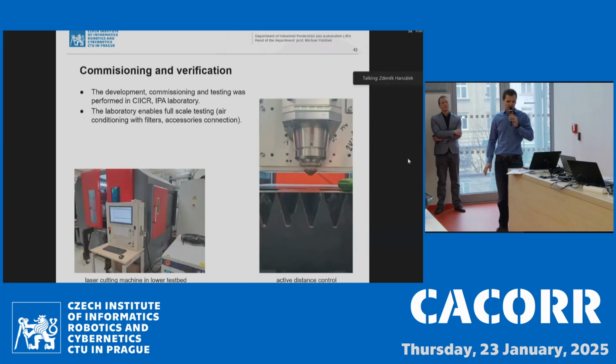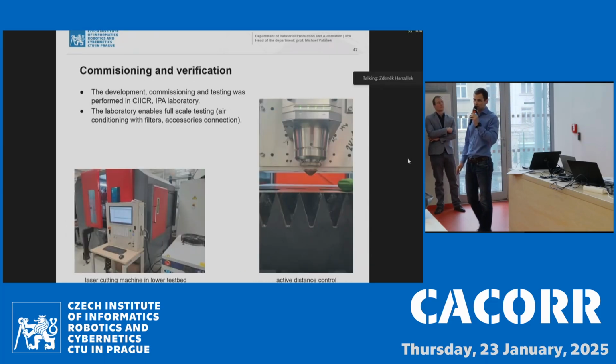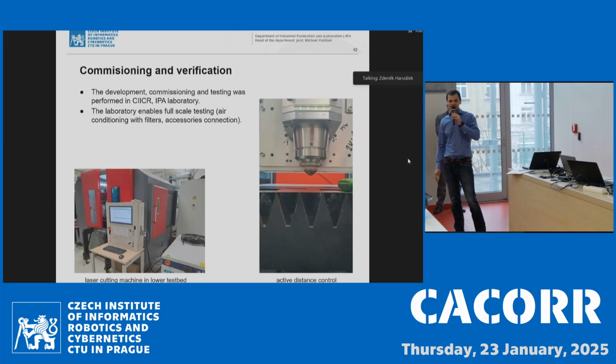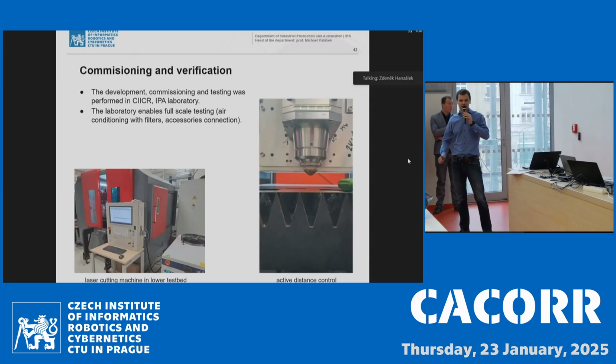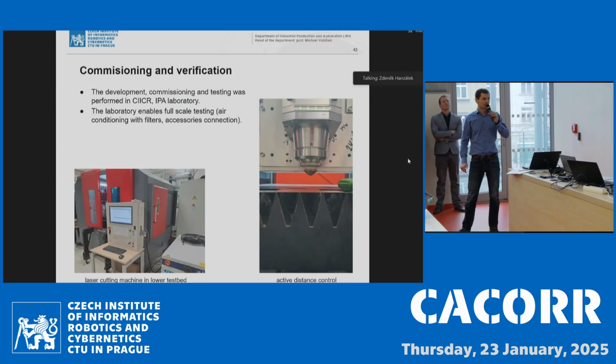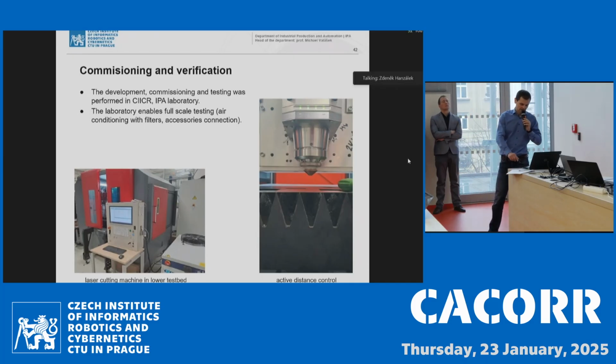The development, commissioning, and testing was fully performed in our laboratory in a so-called lower test bed, which enables full-scale testing. It means air conditioning with filtering, commissioning, accessories, connection, and so on. You can still see this laser cutting machine at the same position as in this photo. On the right-hand figure, you can see the active distance controller.